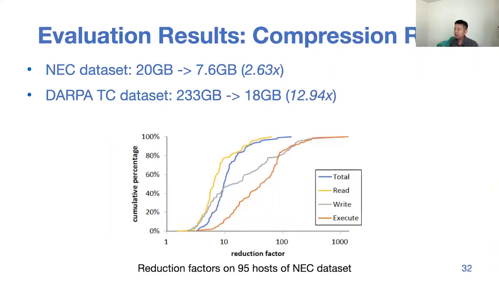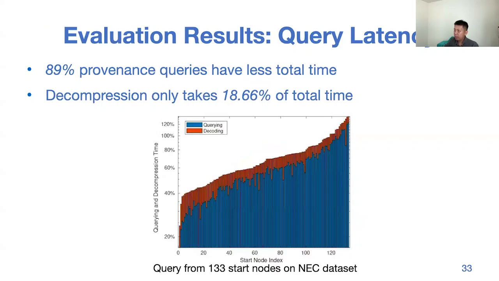In the end, we found that by applying our system, we can achieve a really good compression ratio on the two datasets we have. We also drew the distribution of compression ratio on the 95 hosts of the NEC datasets, and we found that for most of them we can achieve more than 50% compression rate. And because our decompression is only on a small piece of data, the edges of the subgraph, that part takes less than 20% of the time.